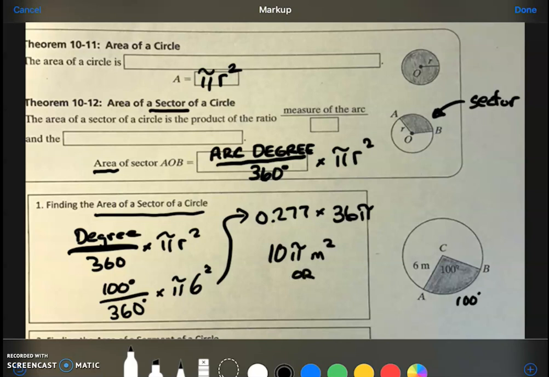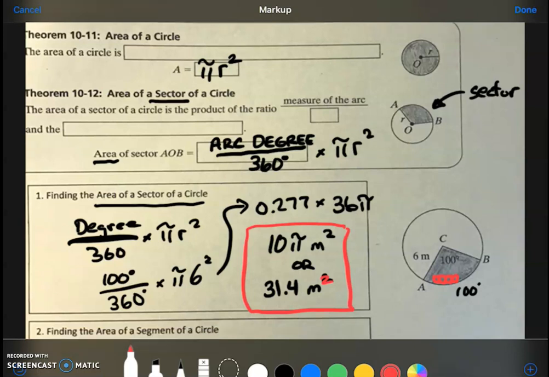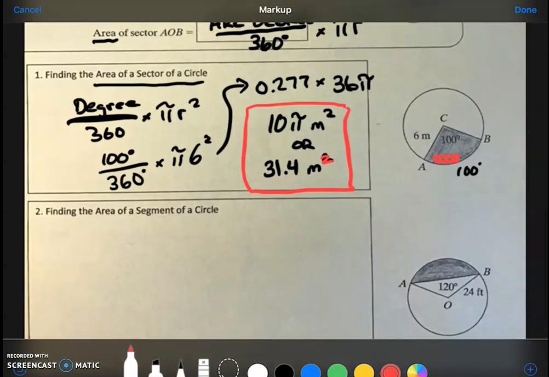Or if you don't like the pi symbol, we can multiply it out, and this would be 31.4 meters squared because we're dealing with area inside. So when you say meters squared, there are 31.4 of these little squares that fill in this shaded region. I'm not going to draw them all, but that's essentially what meters squared represents. Okay? All right, let's move on to segments.